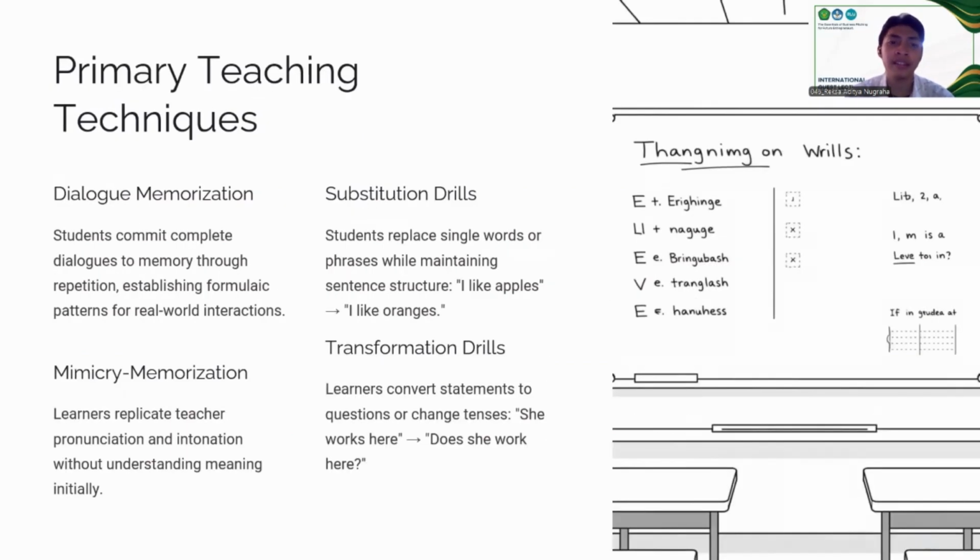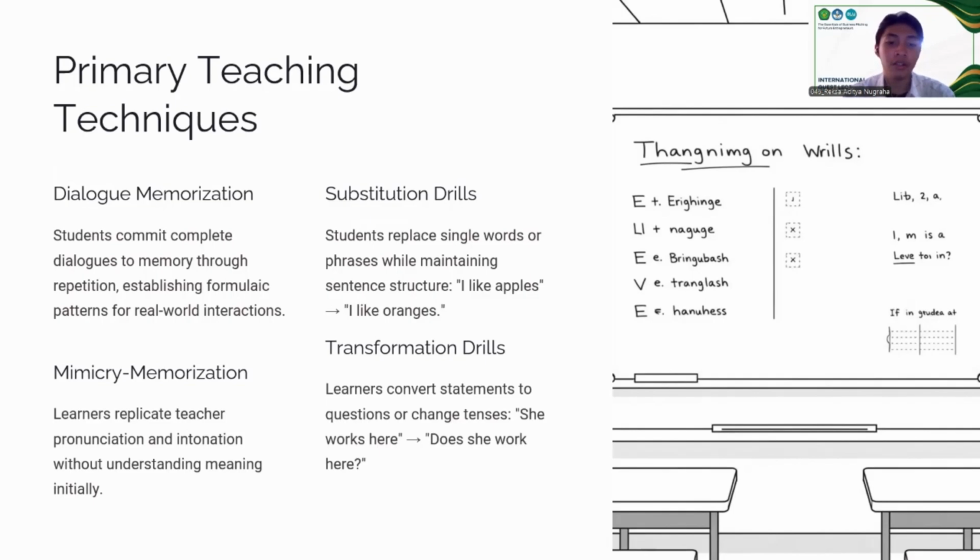Also, there are several primary teaching techniques. The first one is dialogue memorization, where learners memorize complete dialogues to acquire set expressions for real situations. Memorized lines serve as templates for later controlled variation. Memory here is functional, where stored forms become instant language resources without processing delay.